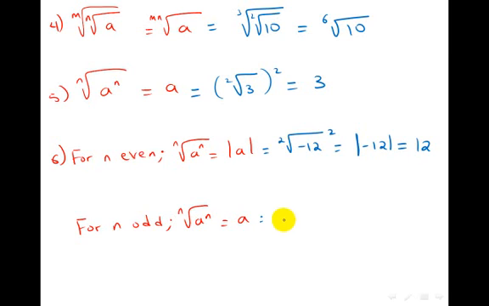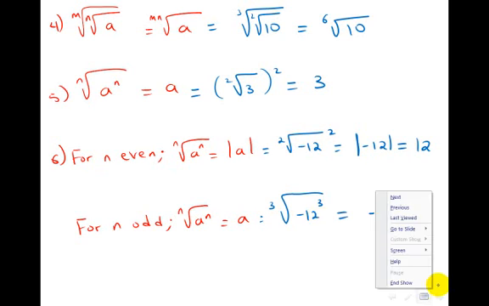But in case this n is an odd number, negative 12 the whole cubed, okay, here this cube will cancel this cube root, and the answer will be negative 12. So here whatever the sign is will go out. If it is negative, the negative will go out, and in case it's positive, also the positive will go out. So we'll have more examples on this in the next slides.